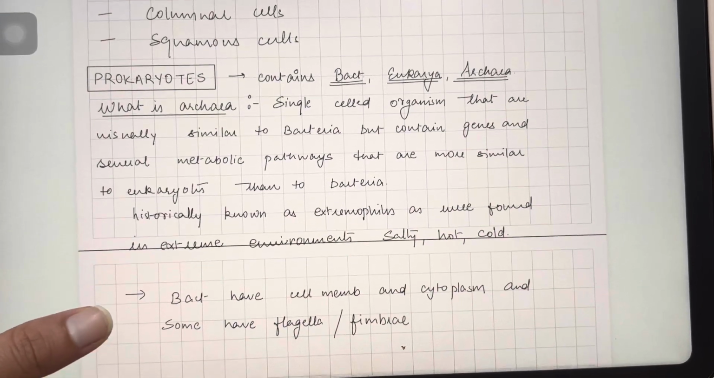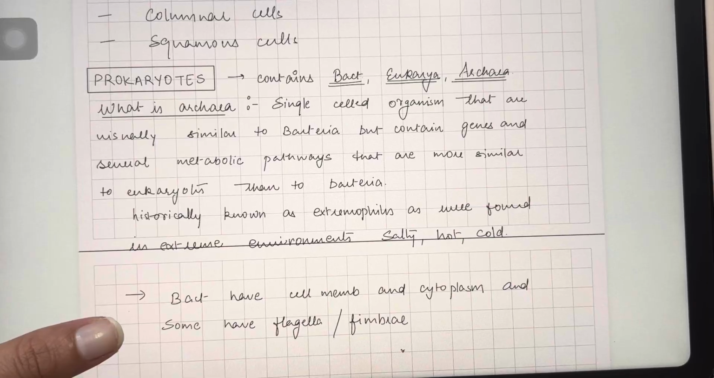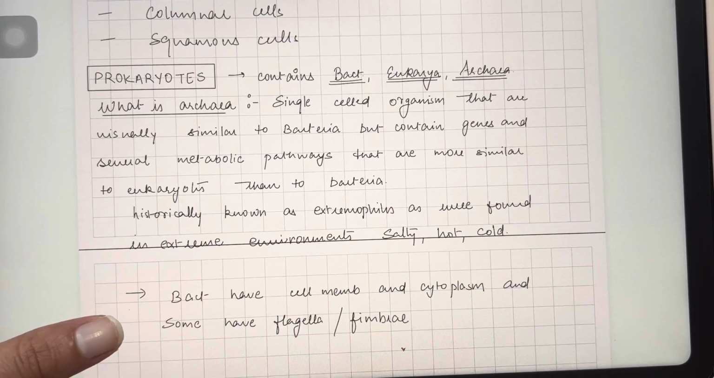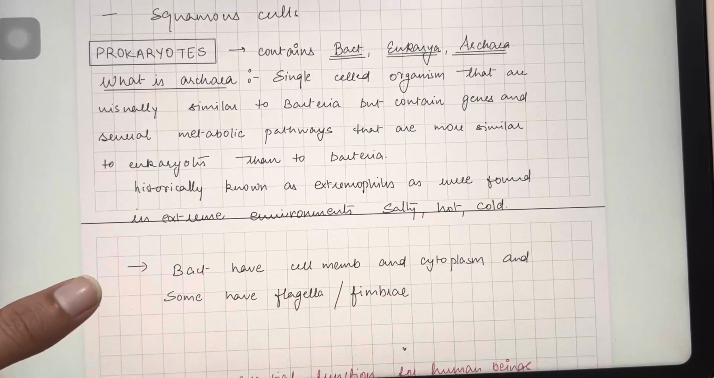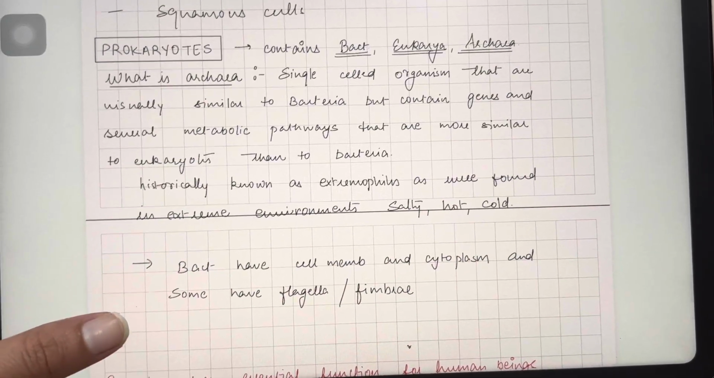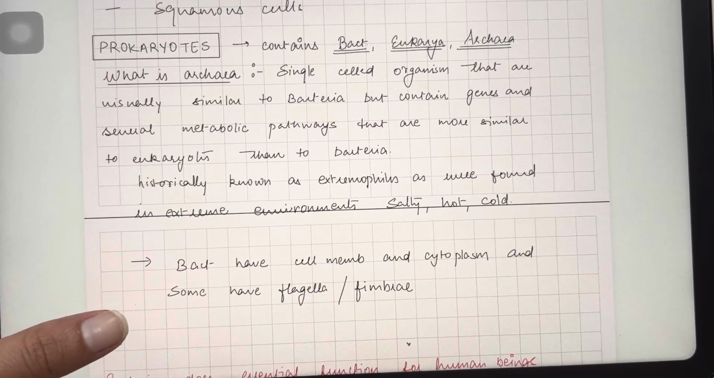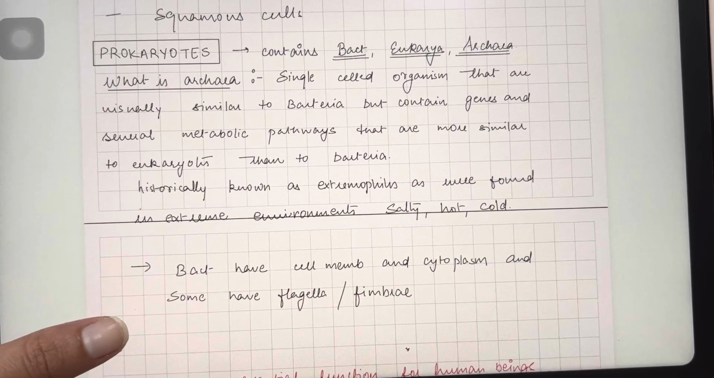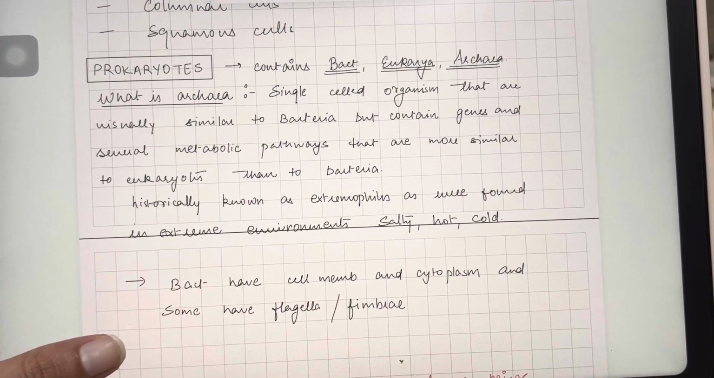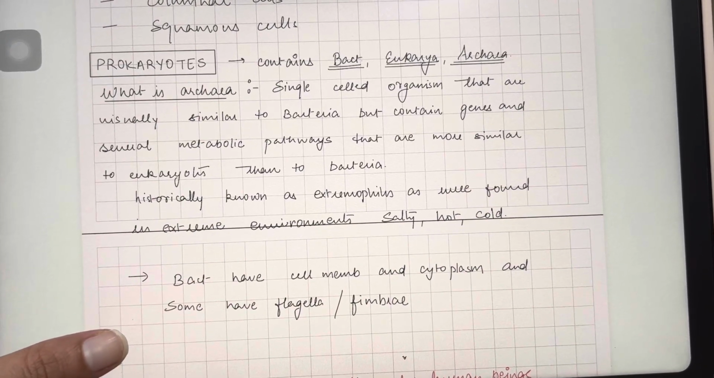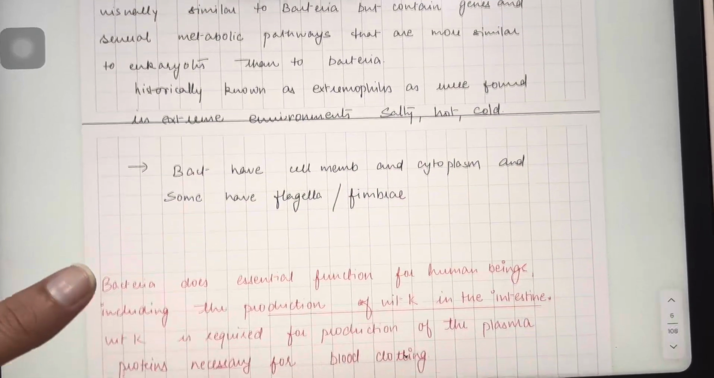Another important thing is prokaryotes. Prokaryotes contain bacteria, eukarya, archaea. Now what is archaea? Archaea earlier was part of the bacteria, but then scientists realized that archaea is a certain type of bacteria, or similar to bacteria, which can survive in extreme situations like salty, hot and cold environments.